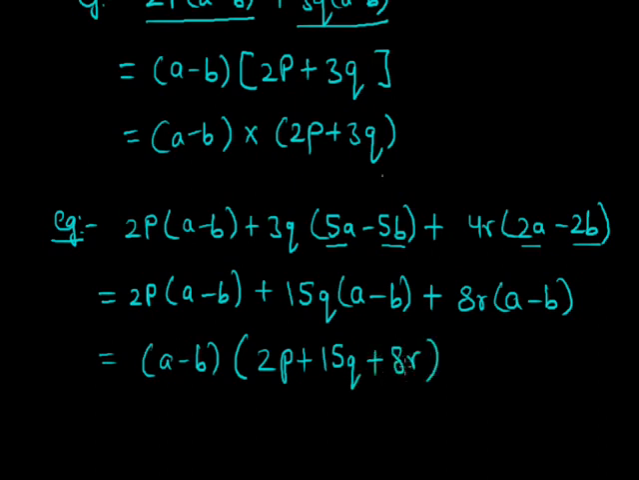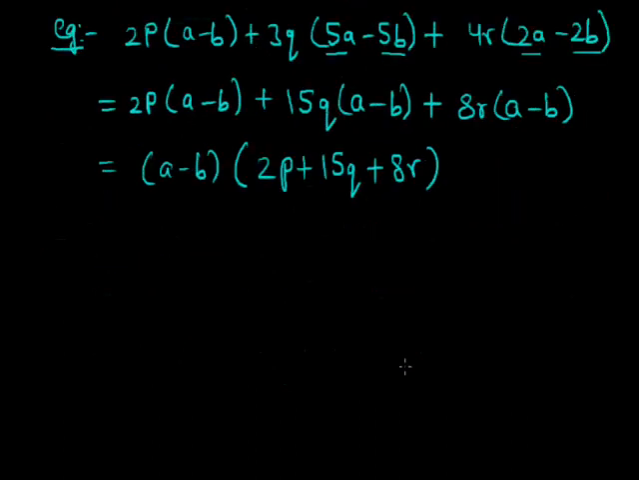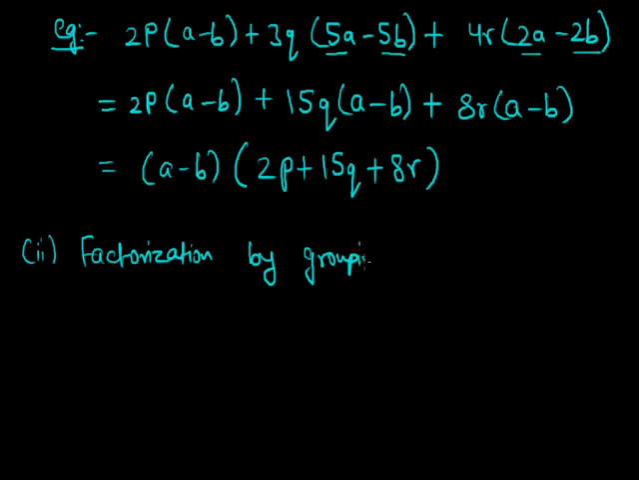So it means we have done the factorization of this polynomial, and we have written this polynomial in the form of product of its factors. So this is the method of doing the factorization. This is the first method of doing the factorization. Now we move on to the next method of the factorization, that is factorization by grouping the terms.